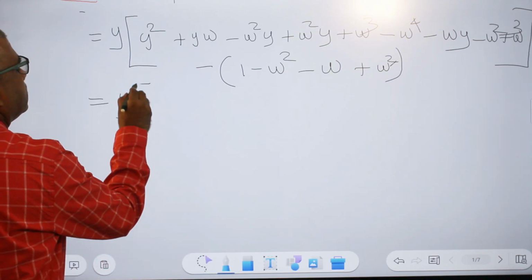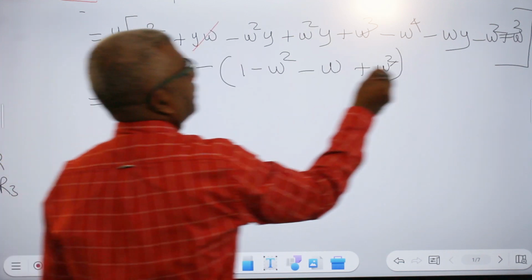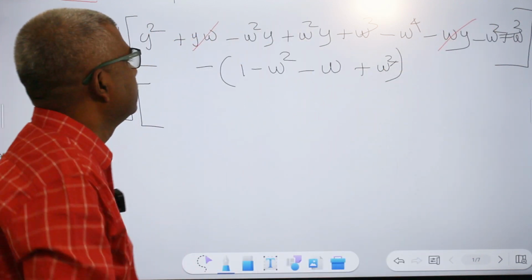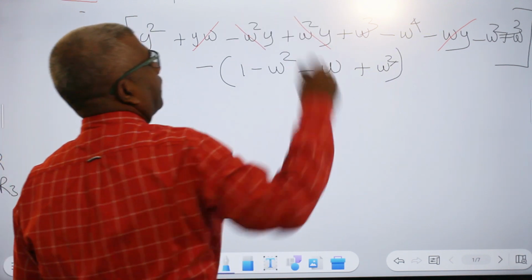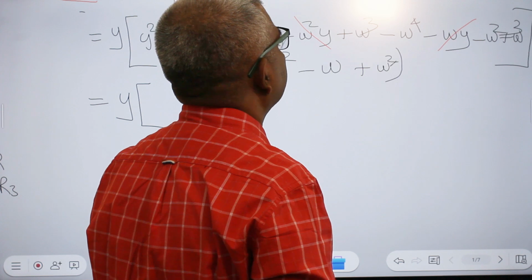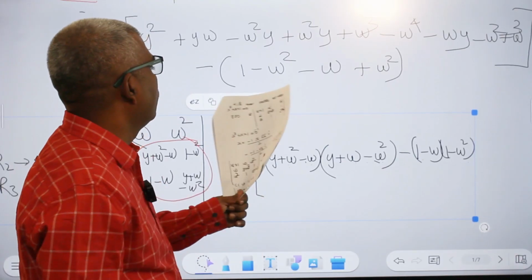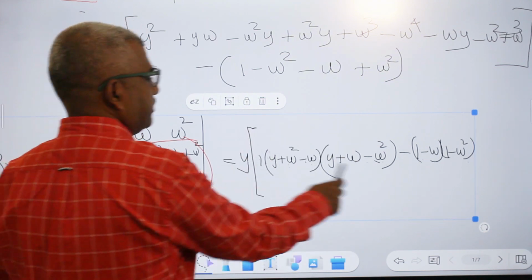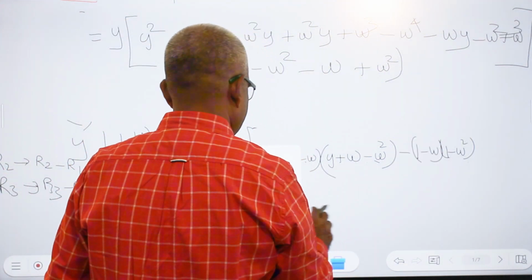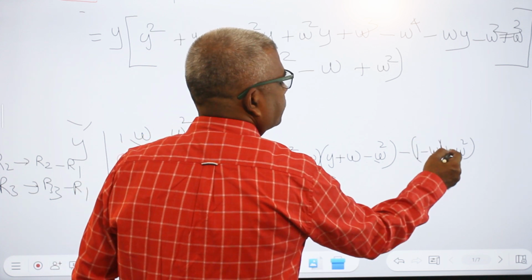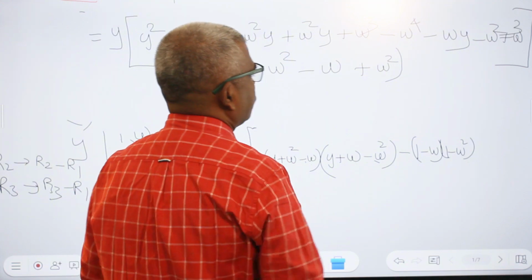Y omega minus omega y will be cancelled. Minus omega squared y plus omega squared y will be cancelled. Okay, another important property. Now in the cubic terms there are 3 minuses, there are 4. We are multiplying with 1. These all are the 1 minus omega squared, then minus omega times 1 minus omega plus omega.